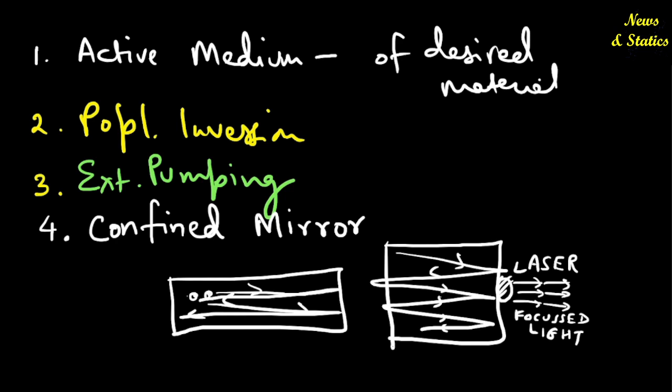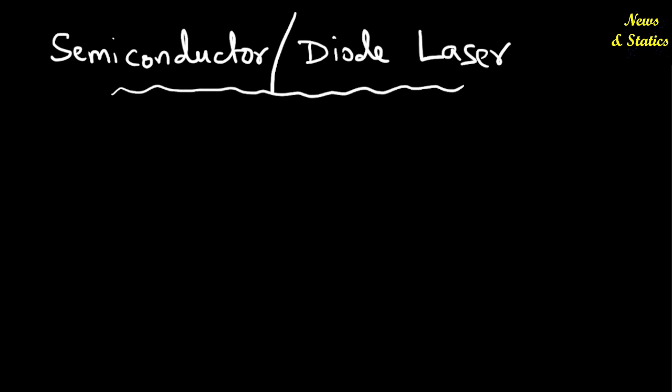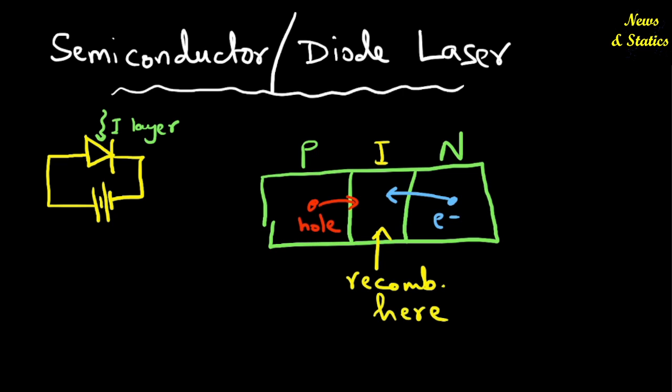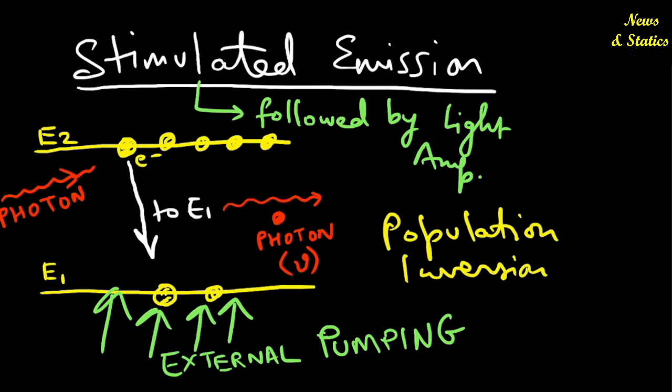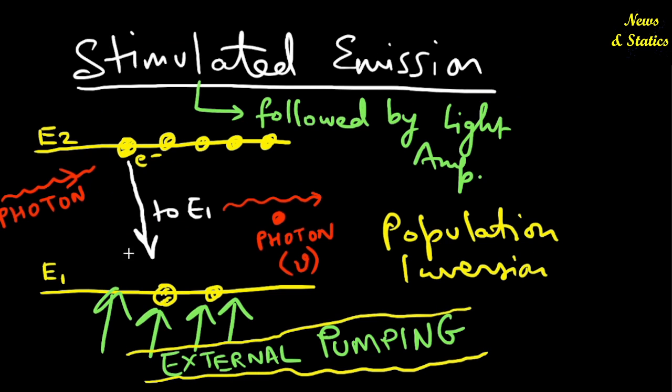Now let's understand that one of the most common types of laser devices used today is called semiconductor laser or diode laser, which is nothing but again a PN junction diode connected in forward bias, but then you have an intrinsic layer or I layer in between the P and N. So when that electron hole recombination happens, it happens in this intrinsic layer. And we know that when the electron moves down from this higher to this lower layer, it will generate energy, and it is this energy which acts as the pumping energy for laser.